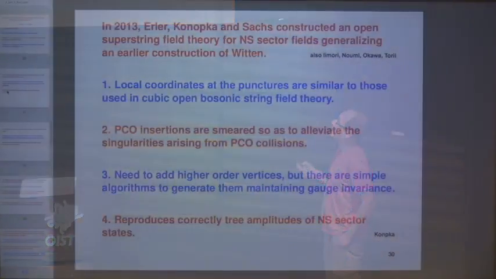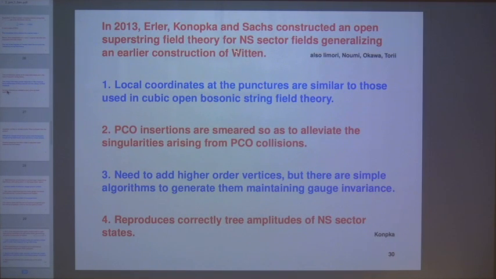In 2013, Erler, Konopka, and Sachs constructed an open superstring field theory for NS sector fields, which generalizes an earlier construction of Witten. So Witten, again in the 80s, had constructed a version of open superstring field theory, but it was somewhat singular because when you computed the 4-point function, the PCOs collided, leading to some singularities.